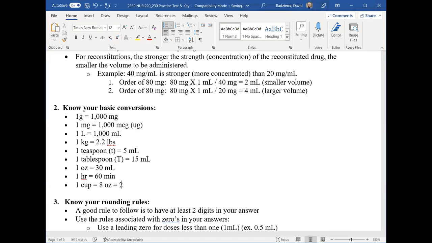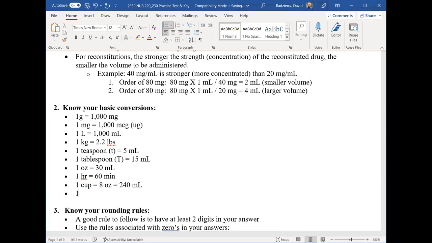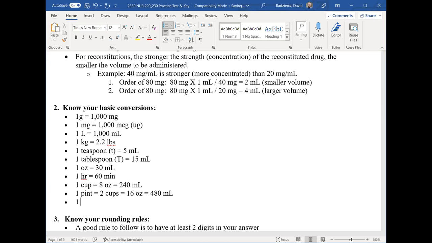1 cup is 8 ounces, is 240 milliliters. 1 pint is 2 cups, is 16 ounces, is 480 milliliters. And then 1 quart is 2 pints, which is 4 cups, which is 32 ounces, which is 960 milliliters. And I think at this point, you all know that.